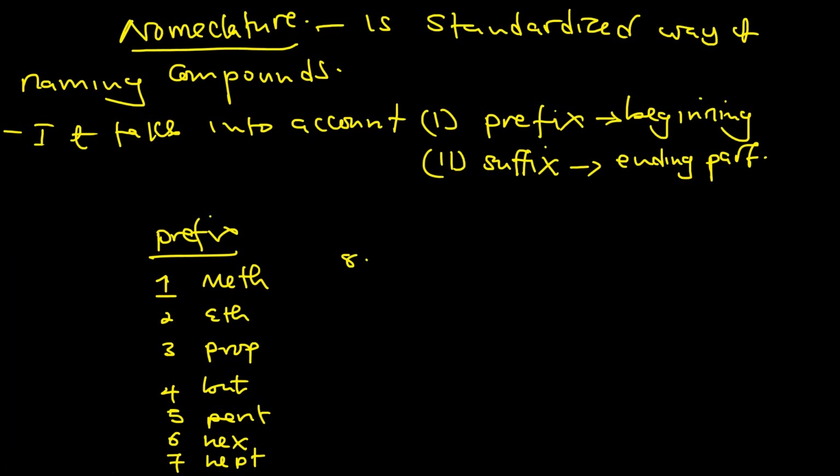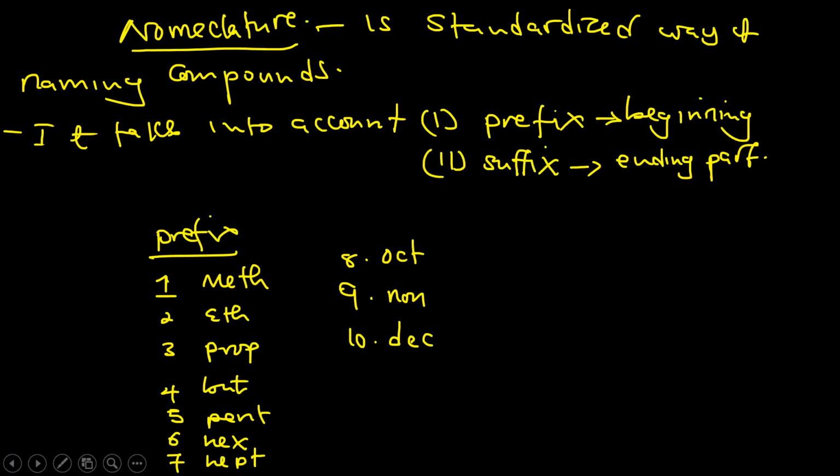Carbon 8 is oct. Carbon 9 is non. 10 carbon is dec. So these are the prefixes. We are going to go up to 10. These are the prefixes that you put in front of the name of a compound.